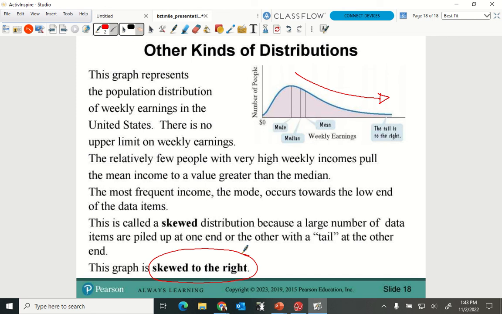Yes? Sure. Now, what do you think if it was piled up on the right-hand side? It would be skewed to the left. It would be skewed to the left.